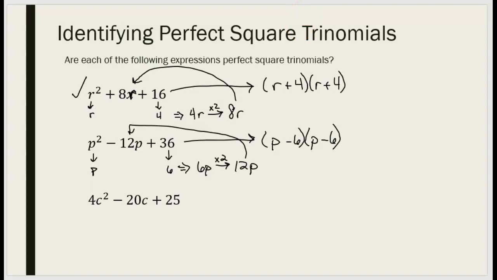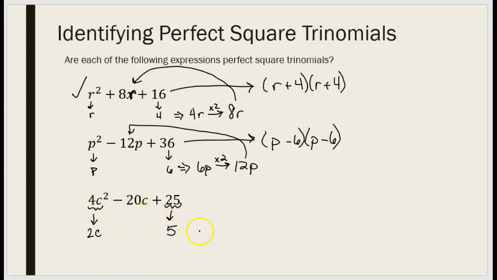To identify a perfect square trinomial, what we really need to look at is, is this first term a perfect square? And it turns out that it is. The square root of that would be 2c. And then we have to ask ourselves, is this a perfect square? And of course 25 is. Its square root is 5.